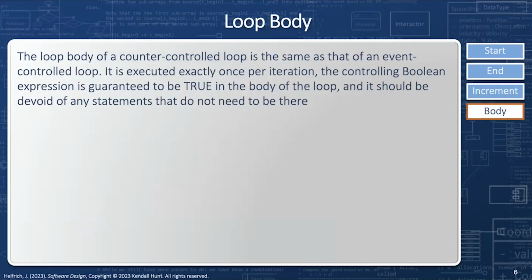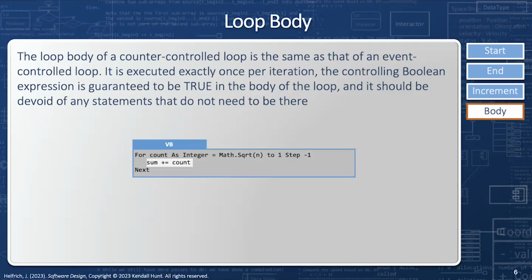The loop body of a counter control loop is the same as that of an event control loop. It is executed exactly once per iteration, and the controlling Boolean expression is guaranteed to be true in the body of the loop. And it should be devoid of any statements that do not belong there. In other words, because the loop body gets executed more than once, there's an extra cost to having redundant or unnecessary steps. So back to our Visual Basic example, in this case, I'm going to sum all the values that are less than the square root of n.